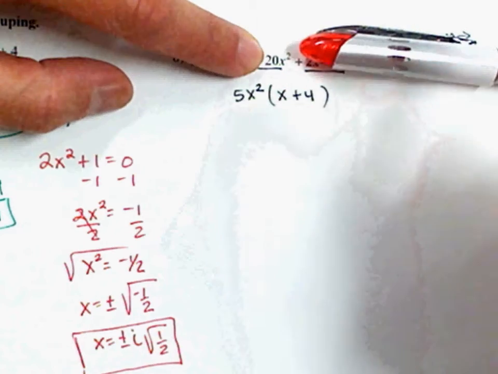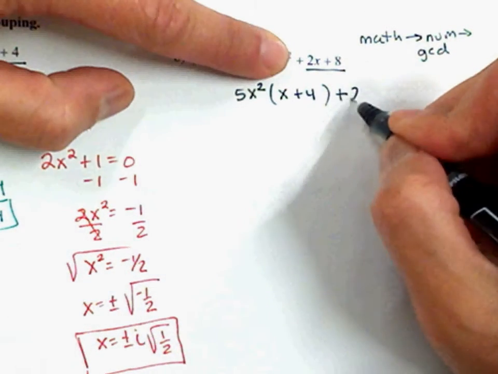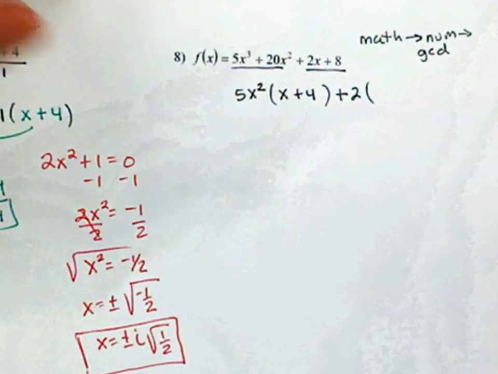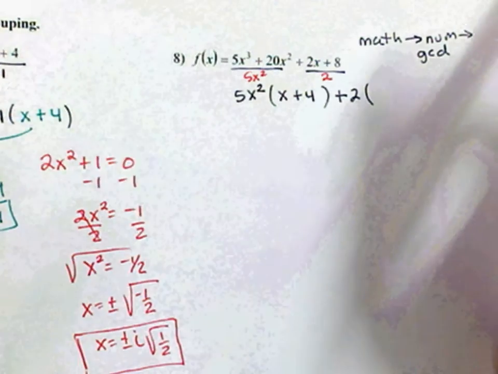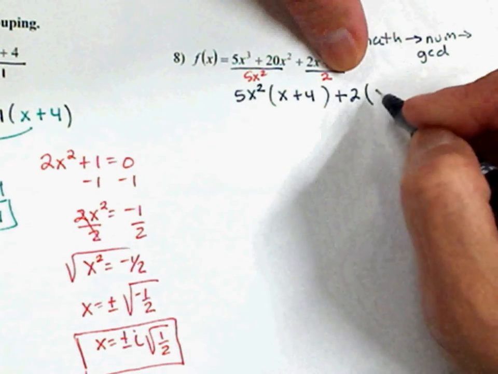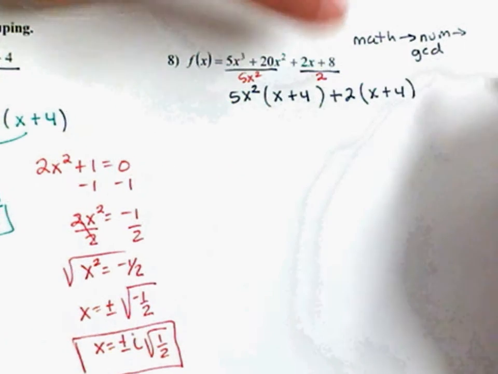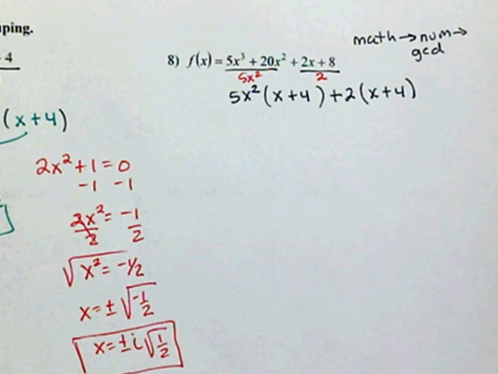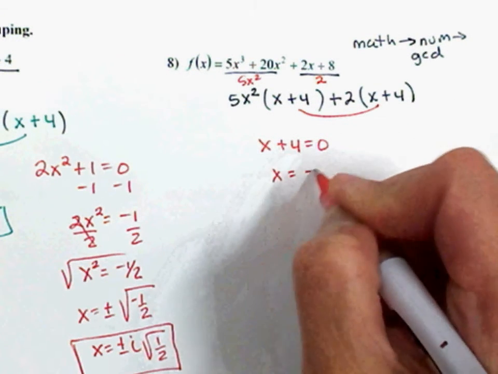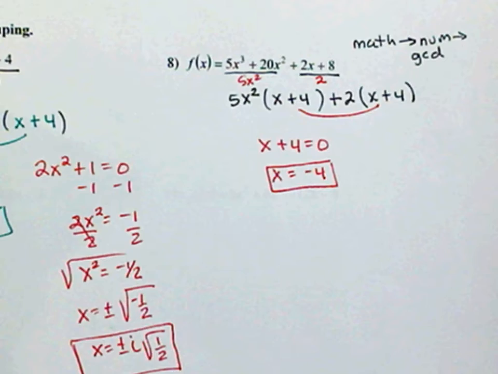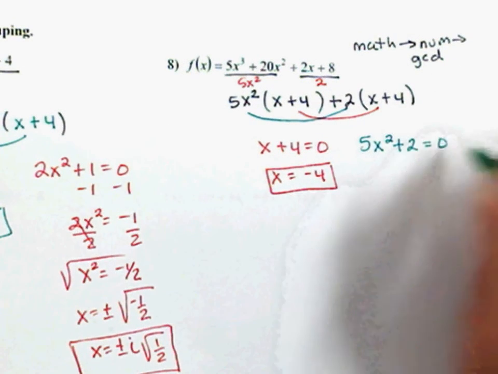X squared cancel. Keep your plus sign. What do these two have in common? A 2. So you divide each of these by 2. You divide this one by 5x squared, and you divide this one by 2. See that? 2x divided by 2 is x. 8 divided by 2 is plus 4. See how these are the same? Group them together and solve. See how these are the oddballs? Group them together and solve.